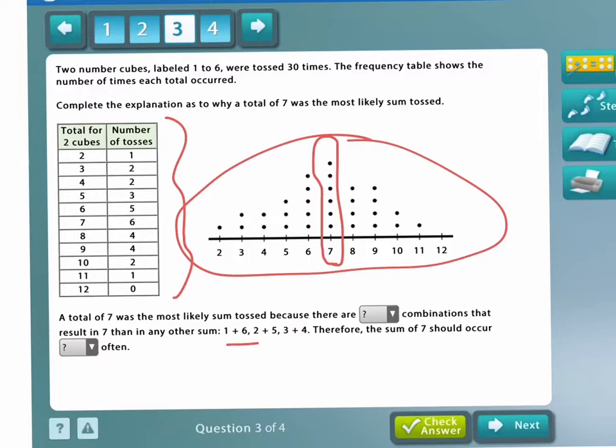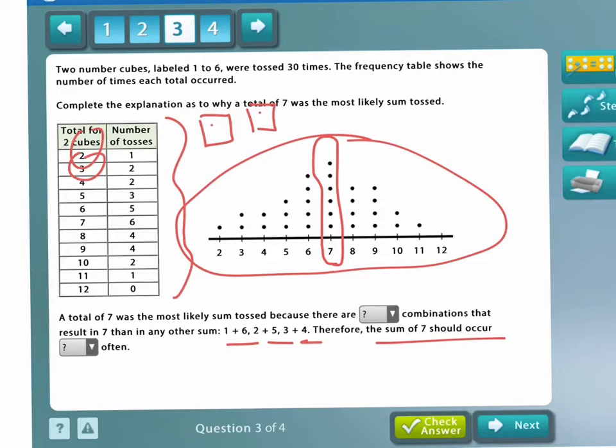If you look at the numbers, the sum of 7 would occur most often because there's more combinations for 7. The reason for this, think about the different ways that you can make 7. There's only one way to make a 2. Looking at the chart, how can you roll a 2? There's only one possible way to roll a 2. That's if each die has a 1 on it.